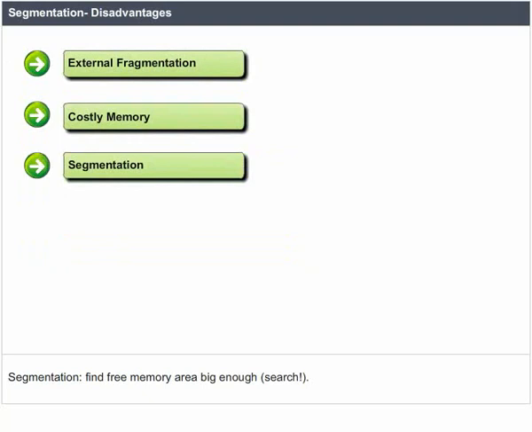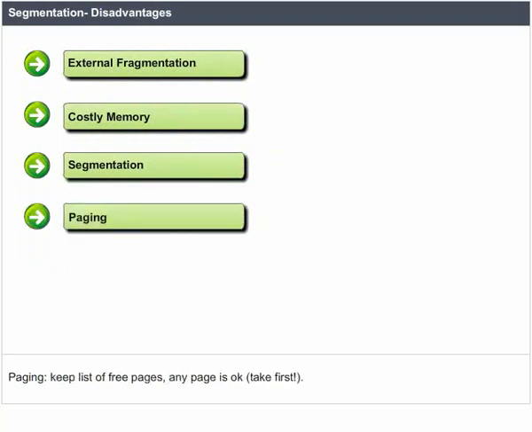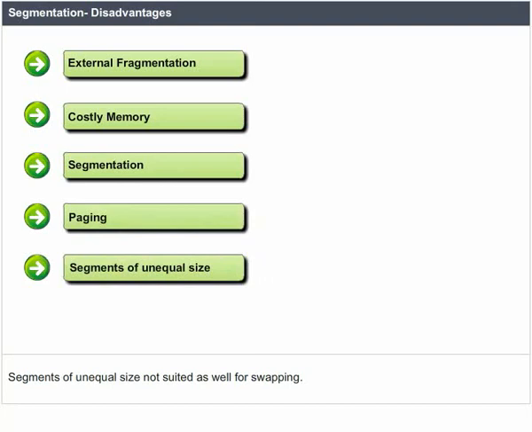Segmentation: find a free memory area big enough. Search. Paging: keep a list of free pages, any page is okay. Take the first. Segments of unequal size are not suited as well for swapping.